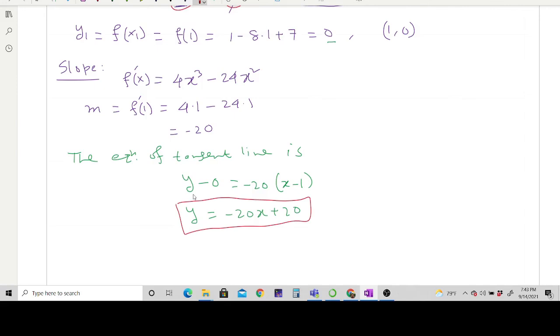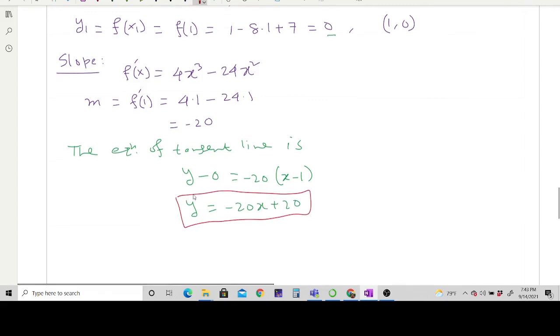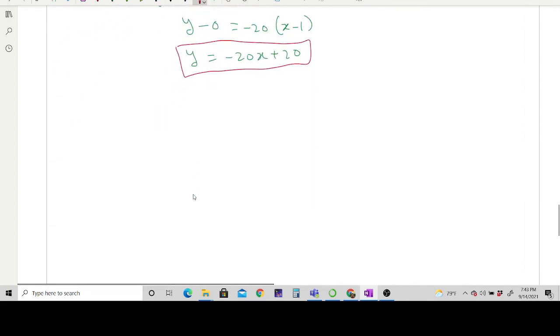Okay, next question: where is the tangent line horizontal? You know a horizontal line means it is parallel to the x-axis. So to get the horizontal tangent line, we set f prime of x equal to 0.